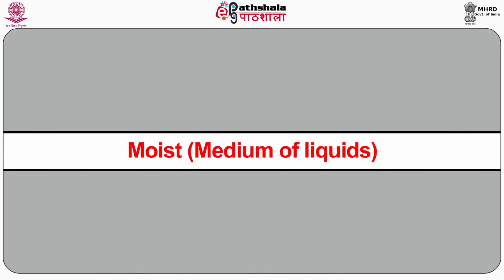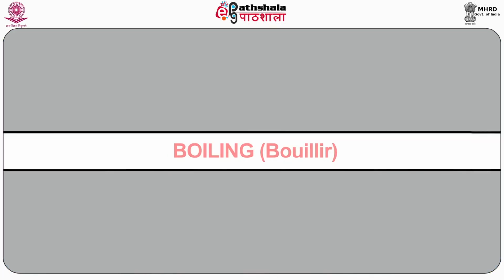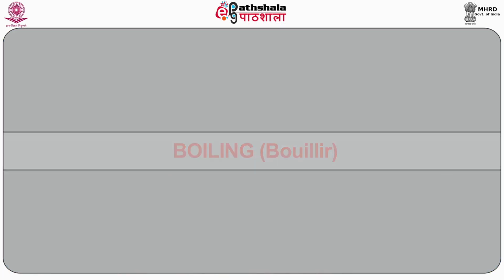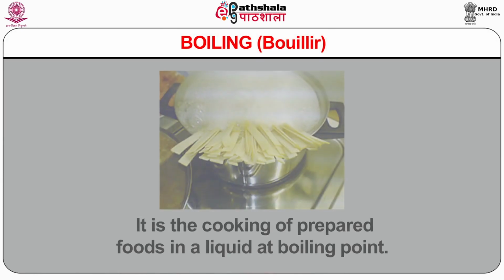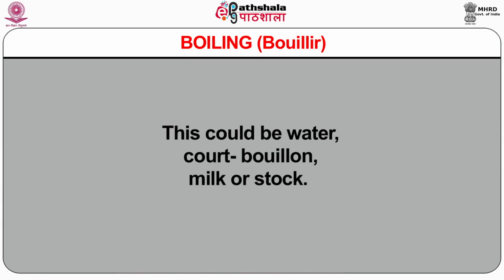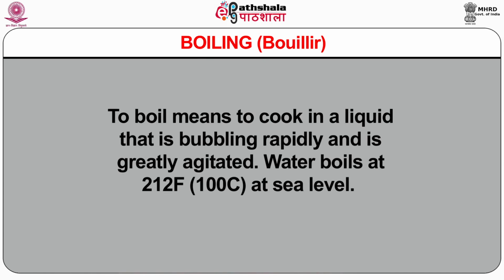Moist, medium of liquid. To poach, simmer and boil all mean to cook a food in water or a seasoned liquid like stock or even milk. Boiling is the cooking of prepared foods in a liquid at boiling point. This could be water, court bouillon, milk or stock. To boil means to cook in a liquid that is bubbling rapidly and is greatly agitated. Water boils at 212 degrees Fahrenheit, 100 degrees Celsius at sea level.